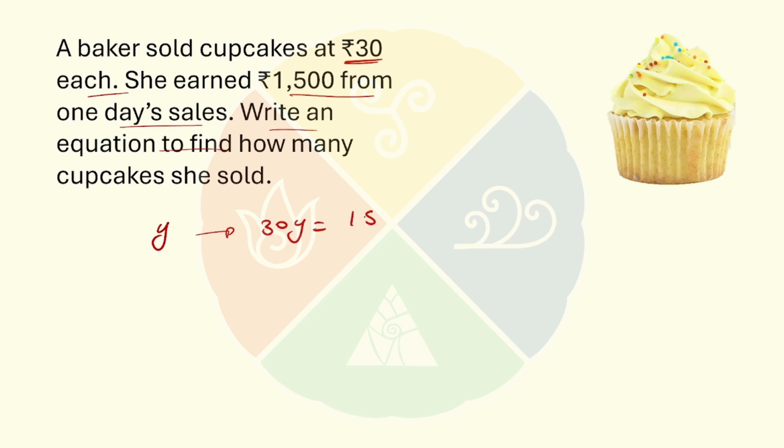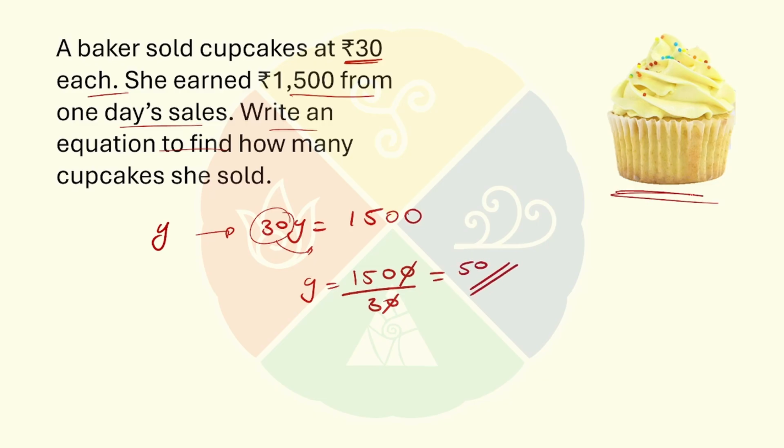And he earned, or she earned. Is the gender given? I don't think so. It's a baker, gender neutral. So 30 is multiplying. Take it to the other side. You will get Y is equal to 1500 divided by 30. Zero gone, 150 divided by 15, you will get 50. So the baker sold 50 cupcakes. Yeah, it tastes good, but very unhealthy. But still tastes good.